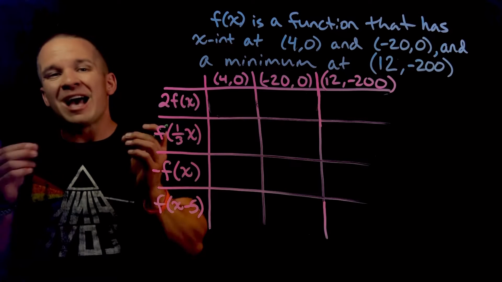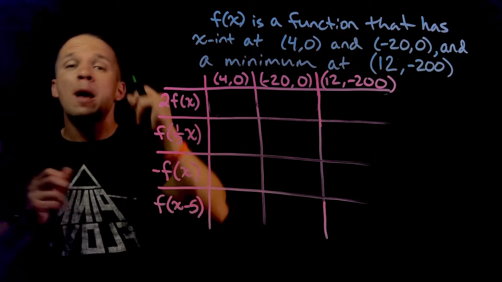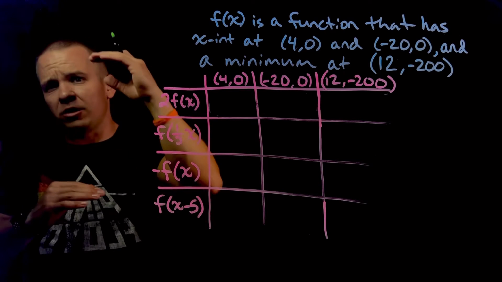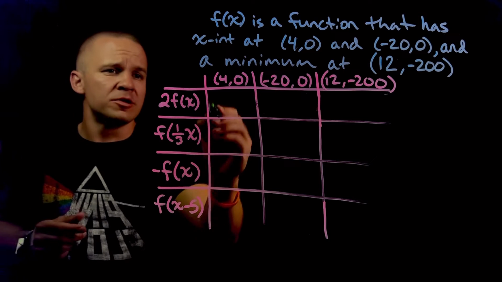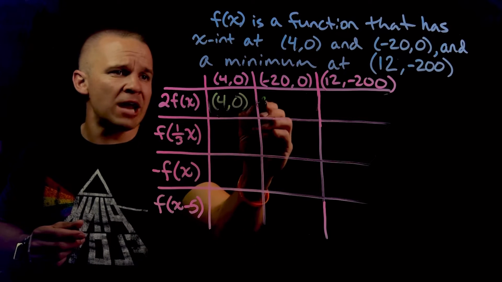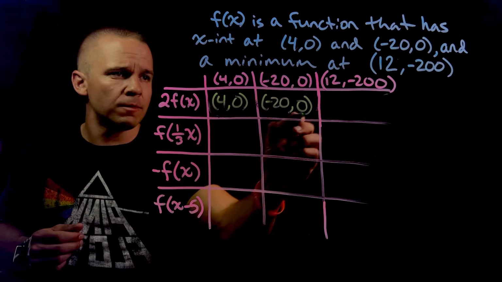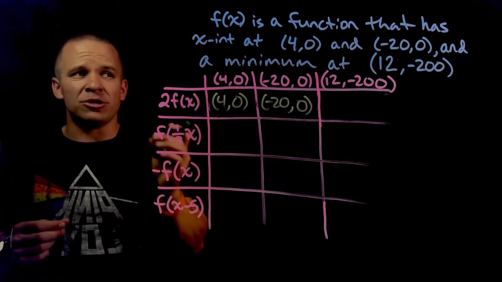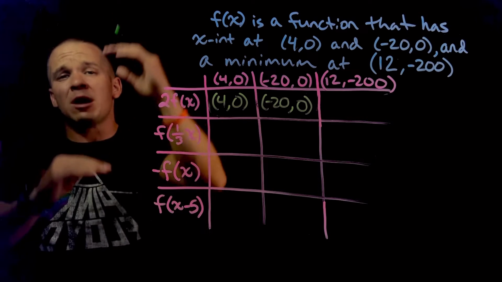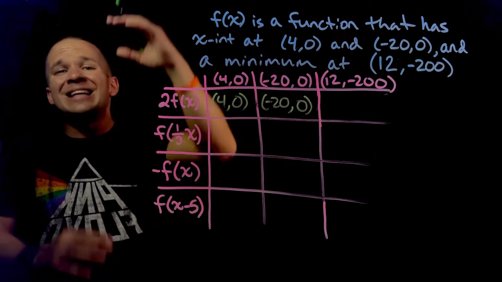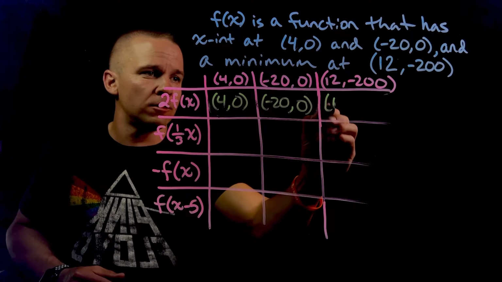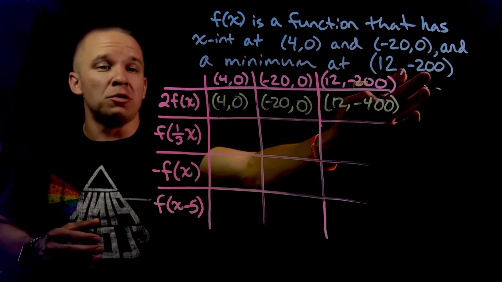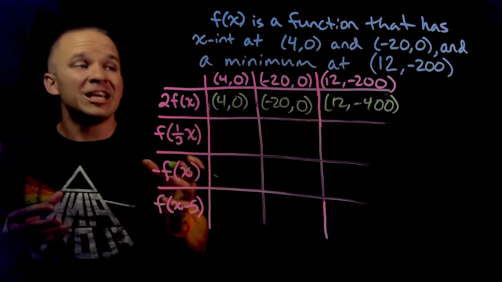We have 2 times f of x, meaning we have a vertical stretch by a factor of 2. So would my x-intercepts change at all if I'm stretching it vertically by a factor of 2? No. So this would be (4, 0), and it would be (-20, 0). What about my minimum? Well, the x value is not going to change. It's stretching vertically, so my y value is going to change. It's going to become -400. So I'm going to have (12, -400). When my function outputs that -200, it's going to multiply it by 2, give me that -400.